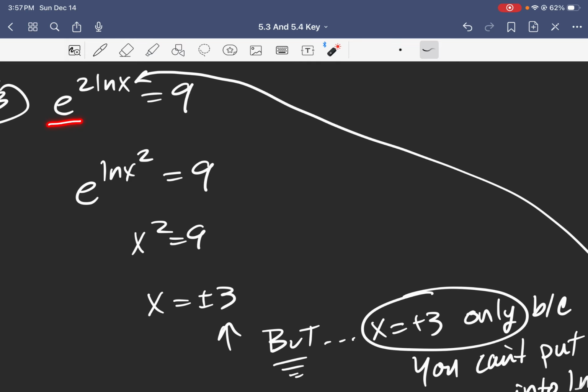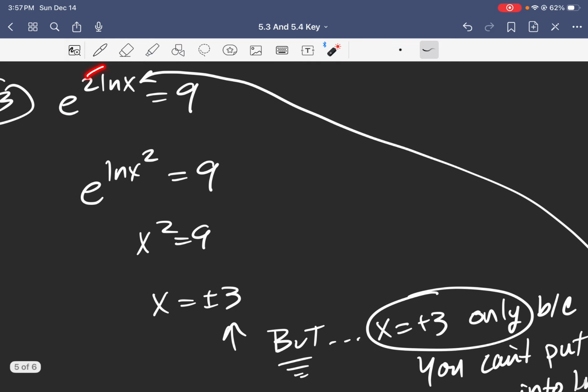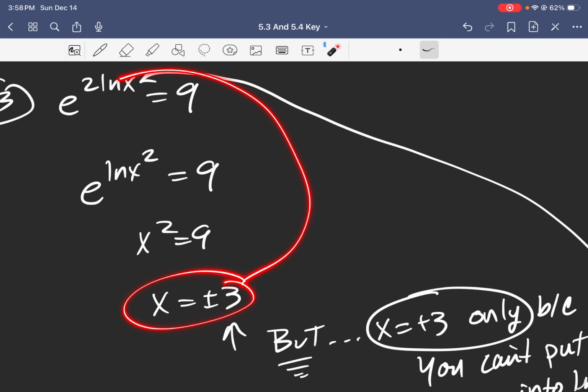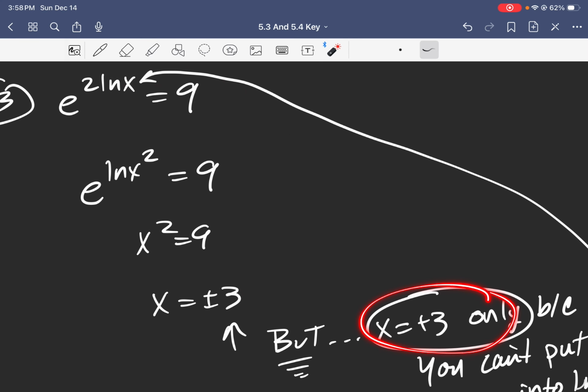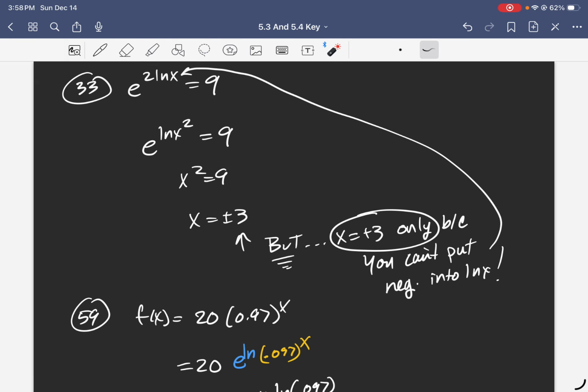Here, if we have e raised to the 2 natural log of x, notice you can bring this up by properties of exponents. We get e raised to the natural log of x, squared. But e to the natural log of anything, these cancel each other out in a sense. You get x squared is equal to 9, so when you solve, you get plus or minus 3. But remember, you have to check and see if those work in the original. Only positive 3 works, because if you try and plug it back in here, you cannot plug a negative into natural log. So there's only one answer.